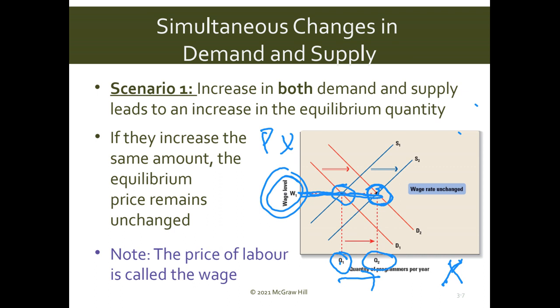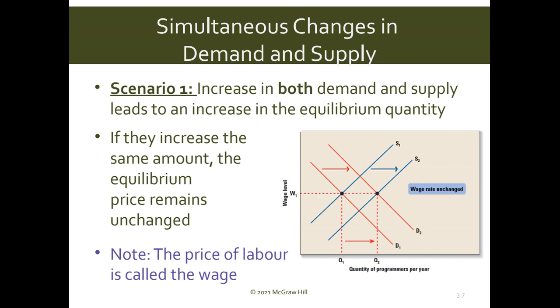But this is not the only possibility. There are other possibilities as well. For example, if I shifted the supply curve not from S1 to S2, but to S3, let me use this color. So this is S3 curve instead of S2, then the new equilibrium would be here.